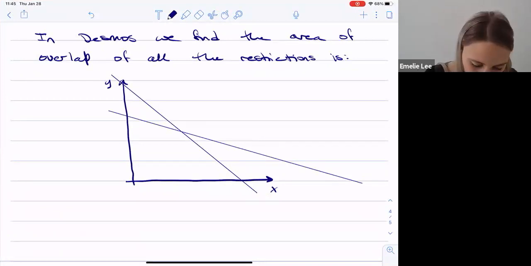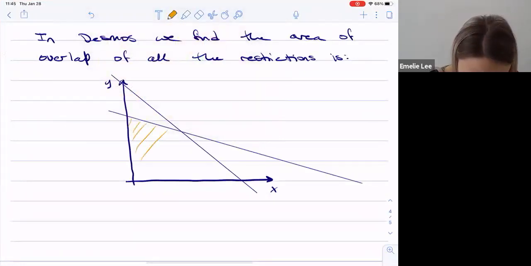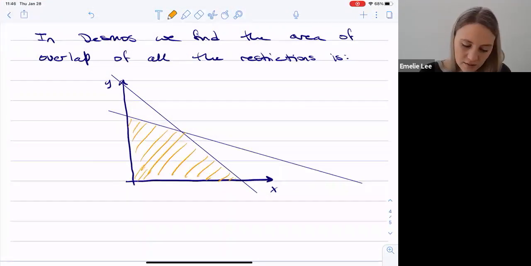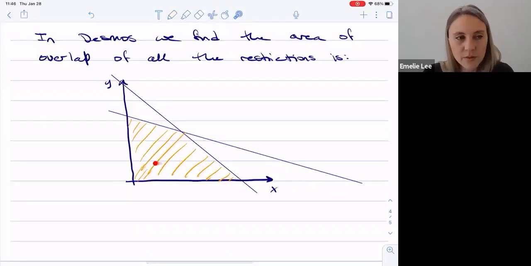Okay. So the overlap is going to be this region here of all my overlaps, right? So x has to be greater than 0, so that's what puts me on this side. And then y has to be greater than 0.